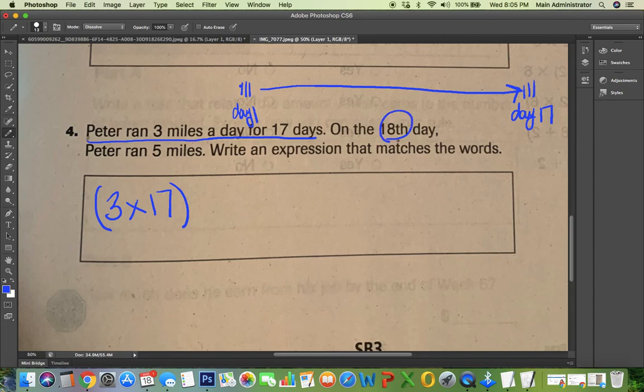On the 18th day, he ran 5 miles. So 1, 2, 3, 4, 5 on day 18. I would add 5 more miles to this. And again, this is an expression, so I'm all done.